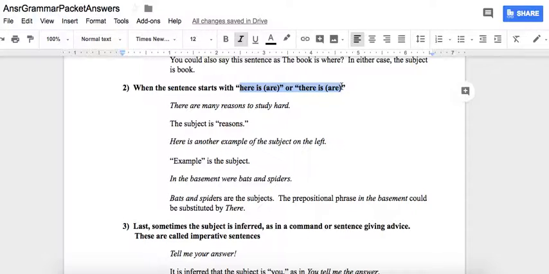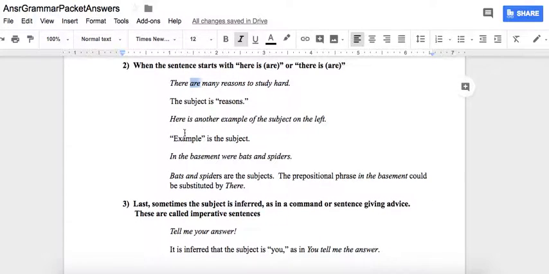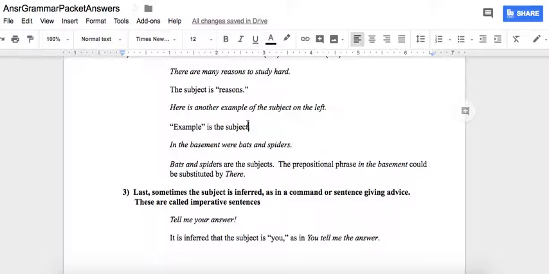The next time the subject appears to the right of the verb is in a here or there construction. So when a sentence starts with here or there, the subject is always going to be to the right of the verb. So, "There are many reasons to study hard." Many reasons is our subject, are is our verb.